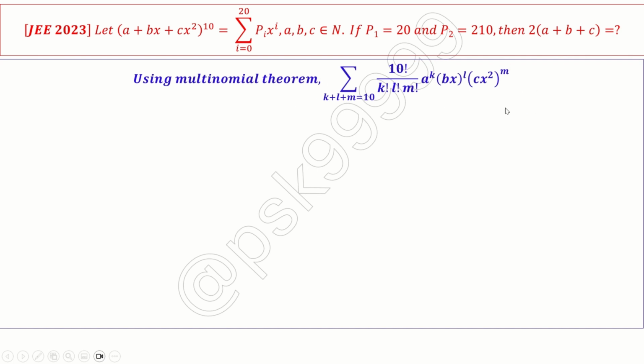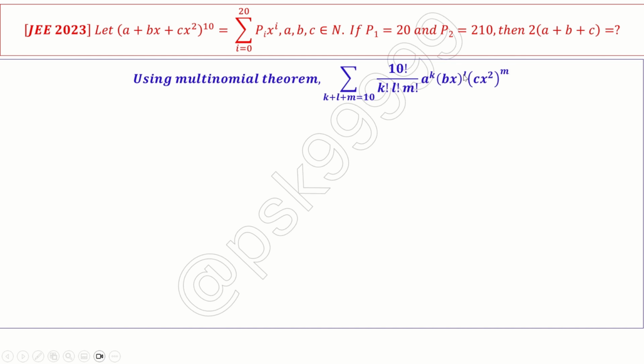Now I am interested in p1. p1 is nothing but the coefficient of x, correct? So for the coefficient of x, I should get only x in this. How is it possible? x is possible if x square is not there, so m should be equal to 0. And x should be there, so l is 1, and the remaining is k plus l plus m should be 10.